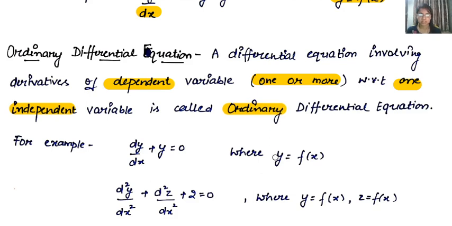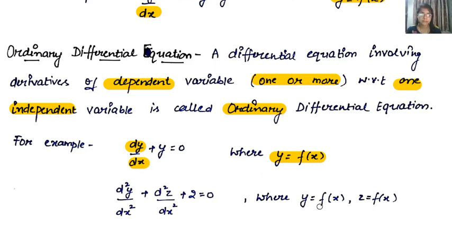For example, consider y as a function of x. Here y is the dependent variable as y depends on x, and x is the independent variable. Here we have only one independent variable, so this is an example of an ordinary differential equation.